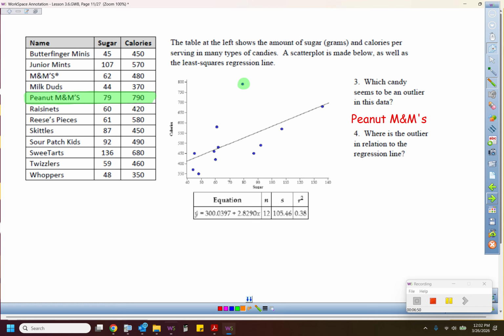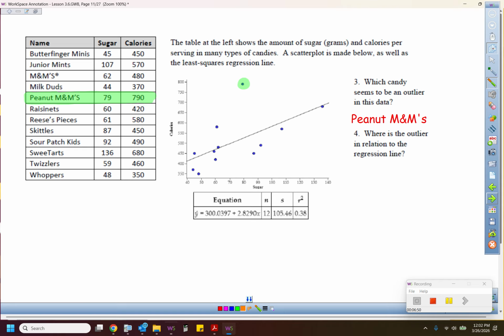The peanut M&Ms is probably the outlier in that situation. So here's the weird part. We'll get better at this as we do it. If you still aren't a little sure about it once the worksheet is over, by the time you're done with the homework, I guarantee this will get easier. The more you do something, the easier.